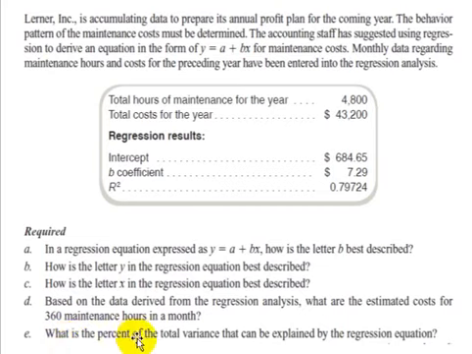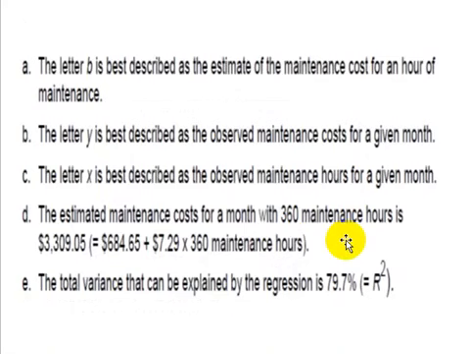What is the percent of the total variance that can be explained by the regression equation? It is measured by R square. R square equals 79.7%. The total variance that can be explained by the regression is 79.7%.